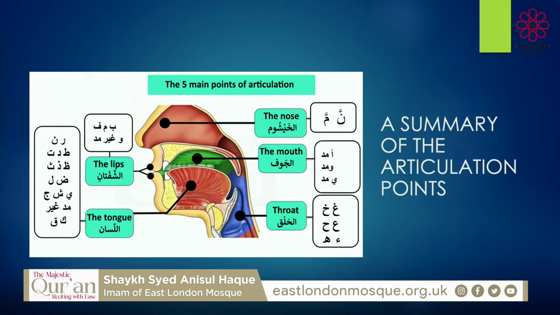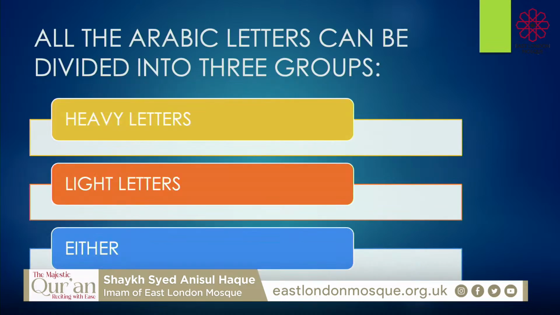After that, we moved on and talked about dividing the letters into three categories. We have heavy letters, we have light letters, and we have letters that are sometimes heavy, sometimes light. Starting off, we have the heavy letters. How many heavy letters do you have in the Arabic language? Seven, mashallah.